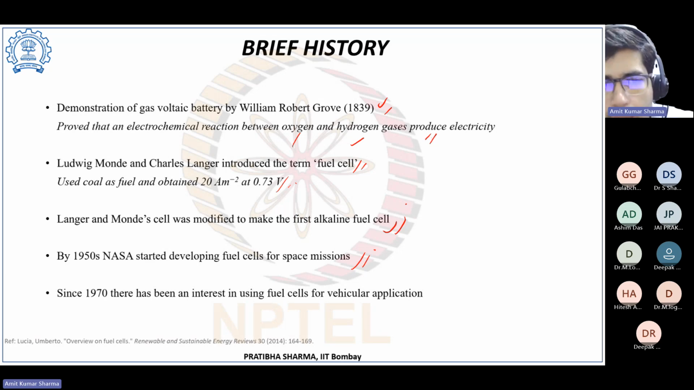So the fuel cell is not a new technology, it's a very old technology, but due to the very low fossil fuel prices, it didn't take off. But nowadays, due to rising concern about global warming, the pace of R&D, commercialization and technology advancement of fuel cells is increasing very rapidly. Since 1970, there has been an interest in using fuel cells for vehicular applications.